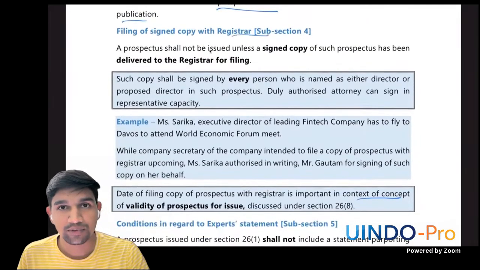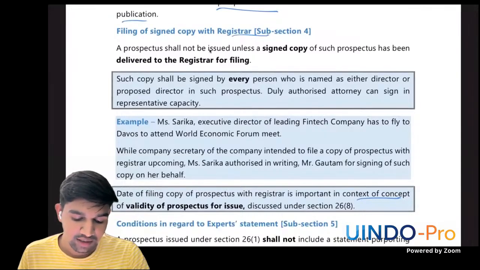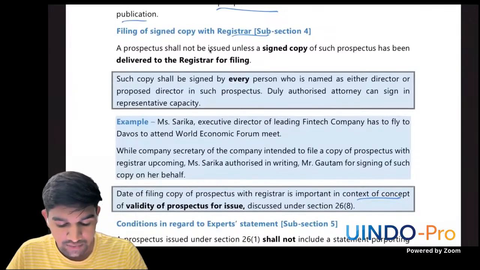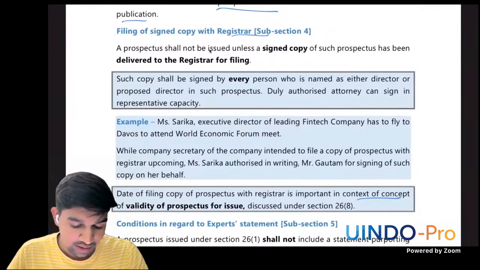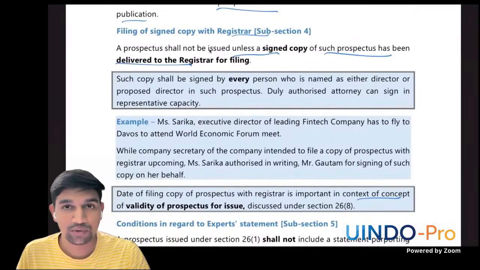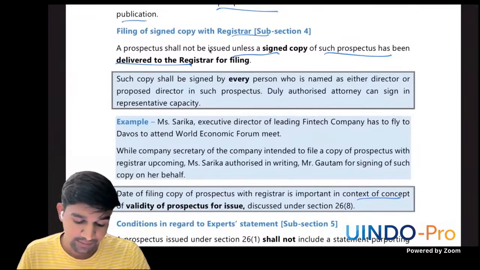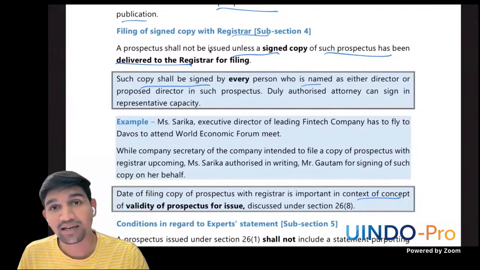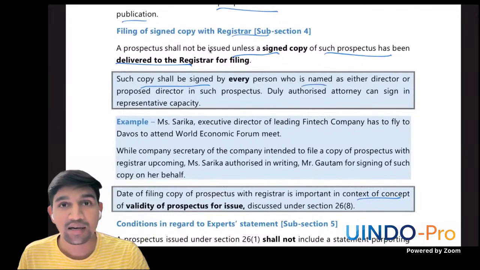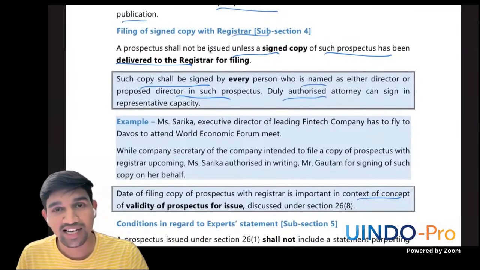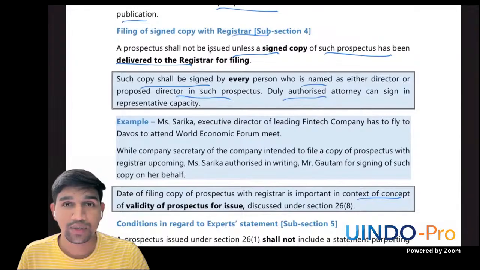Subsection 4 of Section 26 deals with the filing of a signed copy of the prospectus with the registrar. A prospectus shall not be issued unless a signed copy of such prospectus has been delivered to the registrar for filing. This copy shall be signed by every person who is named as either a director or proposed director in such prospectus. A duly authorized attorney can sign in a representative capacity.